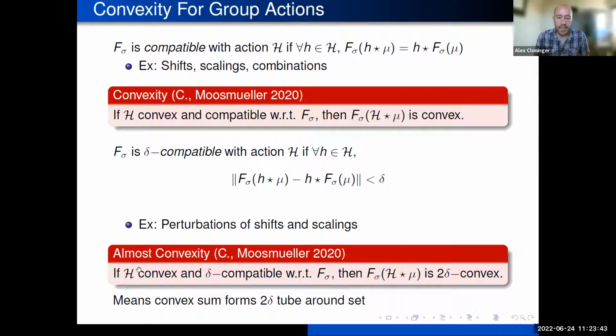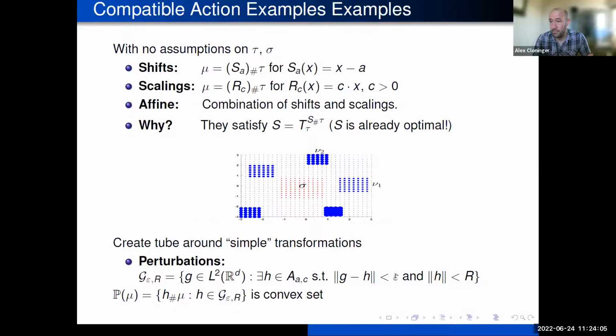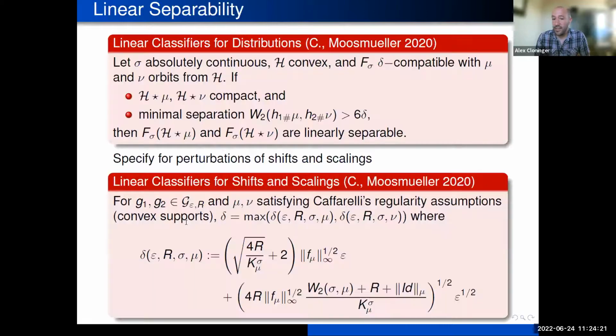And this satisfies another simple statement, which is basically that if you have something that was convex, delta compatible, then the resulting embedding is going to be almost convex. So these are nice preliminary results about compatible transformations, but I want to talk about how to use them. This is the family of things we can do to a distribution. We can shift it, we can scale it, we can do some combination of shifts and scalings, we can perturb a distribution.